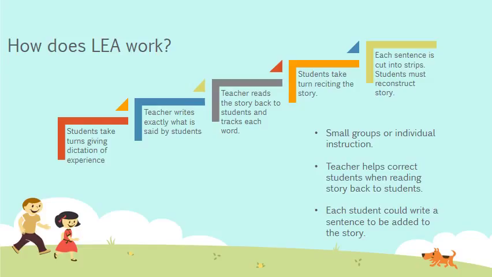The teacher then reads the story back to the students and kind of tracks each word, with their hand or marker, just to show what's being read at any given point. Students then take turns reciting the story themselves, and then either the next day or shortly after, you would create sentence strips where the students reconstruct the story. And this can be done in small groups or in individual instruction.